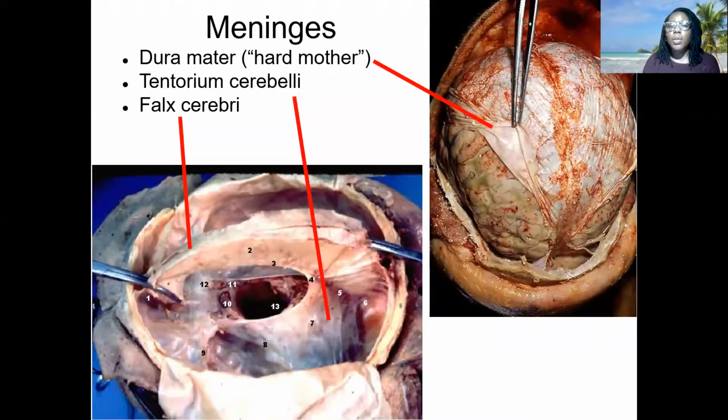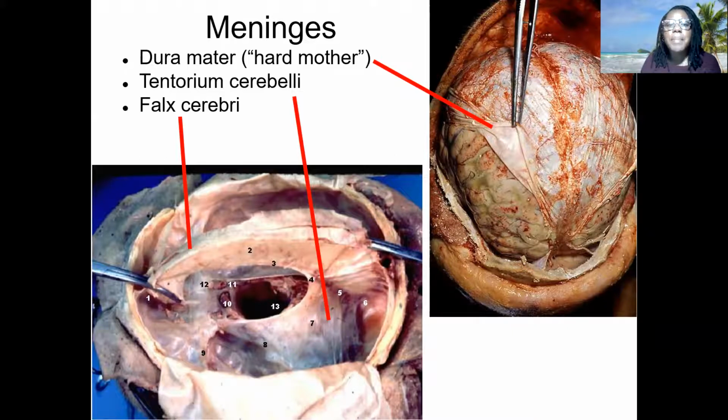It also helps to create a space for fluid, which we call cerebrospinal fluid, to circulate around the brain so that the brain can be suspended in the skull and not necessarily sloshing around from side to side. It's actually suspended delicately in this fluid. And so these are some of the functions of the meningeal layers that are around the brain and in between the skull and the brain tissue itself.